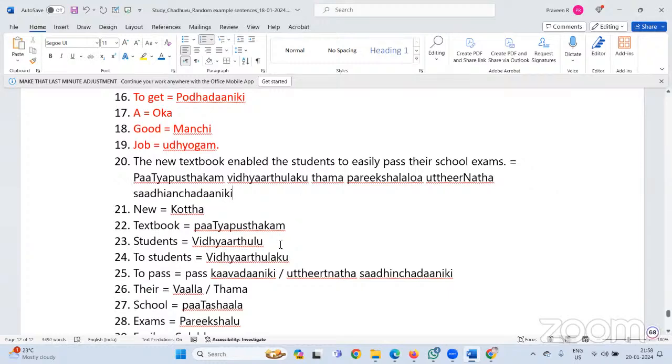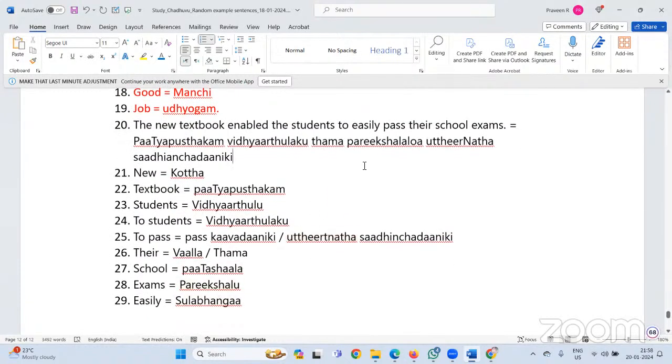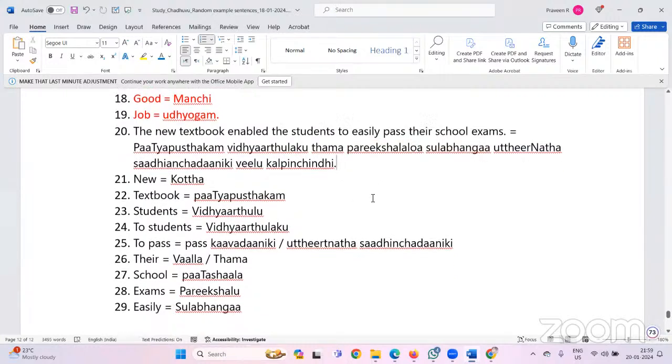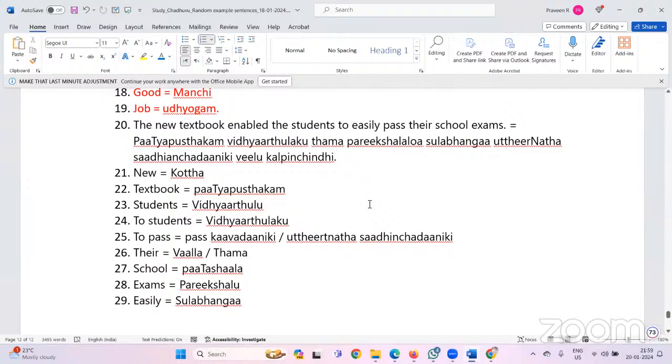Sadhinchadaniki. Okay, then there is one more word we mentioned here, Sulabhanga. Pathya Pustakam విద్యార్థులకు తమ పరీక్షలలో సులభంగా ఉత్తీర్ణత సాధించడానికి వీలు కల్పించింది. If you look at this one as a whole sentence, it's difficult, but just understand the individual vocabulary, then it will be easy for you. Okay? I think this sentence pattern is enough for now.